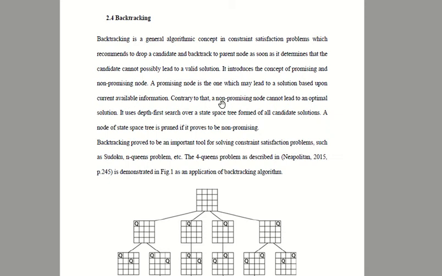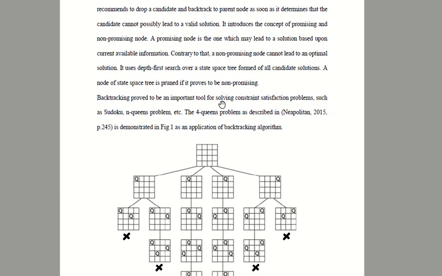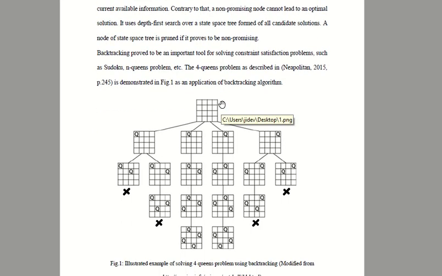It's a general algorithm concept wherein you can drop a candidate if you think that that candidate will not lead to the optimal solution. Along with dynamic programming, you can use backtracking to solve many problems. So for example, let us see our 4 queens problem.